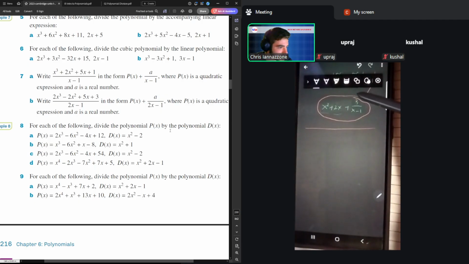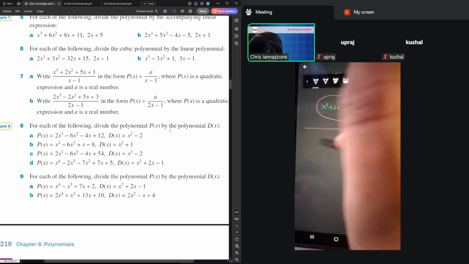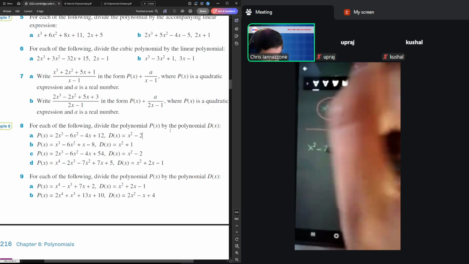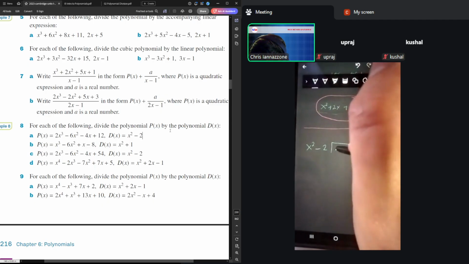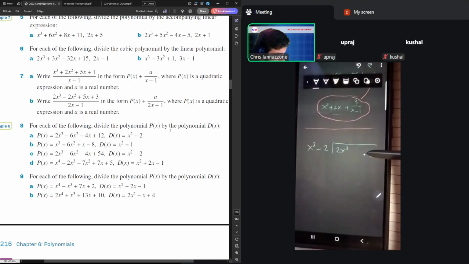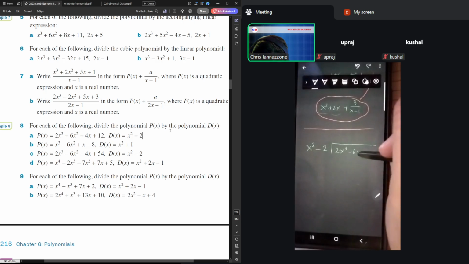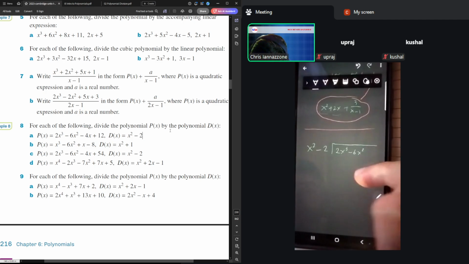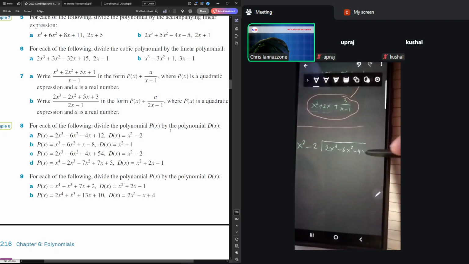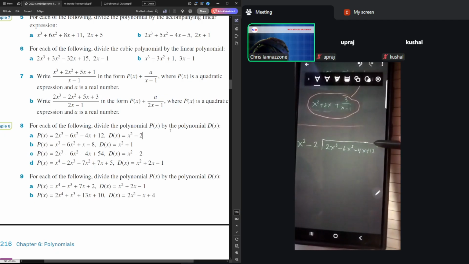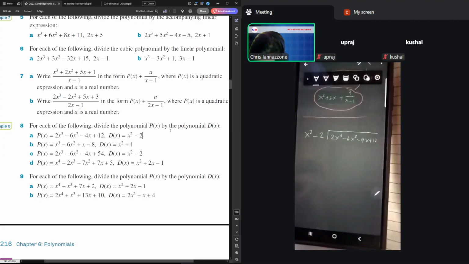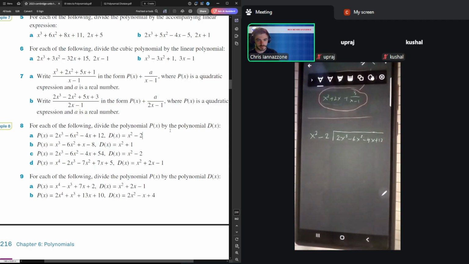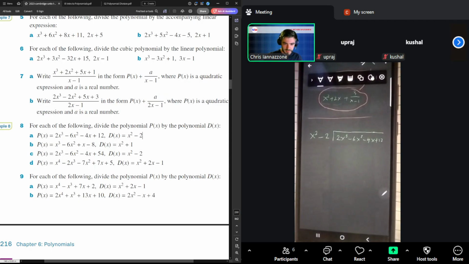So 8a, we're going to end up doing x squared minus 2, then 2x cubed minus 6x squared minus 4x plus 12. So procedure-wise, nothing actually changes, but how it's going to look is going to change a little bit. Who's going to be brave and give it a shot?